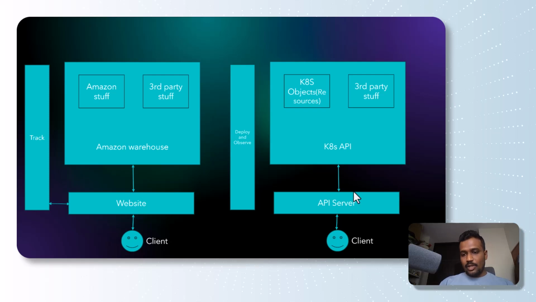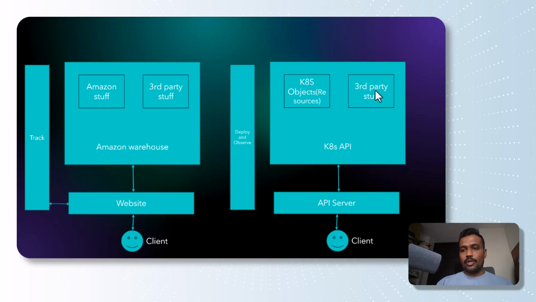The same thing in Kubernetes: whenever you need, for example, a config map or pod, you will send a request via the API server. So here we are sending a request via a website, but there we are sending a request via the API server. In Amazon there is a warehouse, but here we have the Kubernetes API. In the Amazon warehouse we have Amazon stuff and third party stuff, right? Same in the Kubernetes API, we have objects and resources. Objects and resources are, for example, pods, deployments, config maps, secrets and services. Those are Kubernetes objects, or we call them resources.